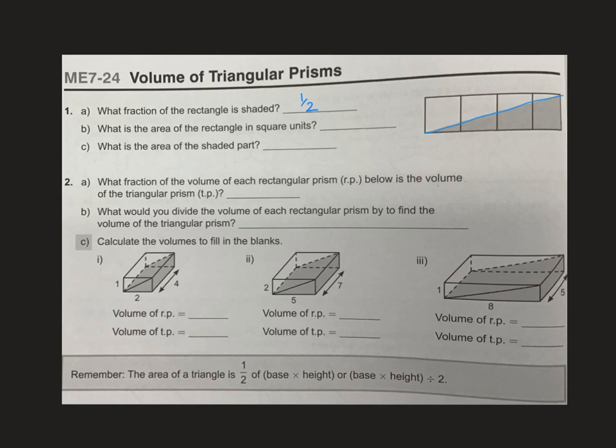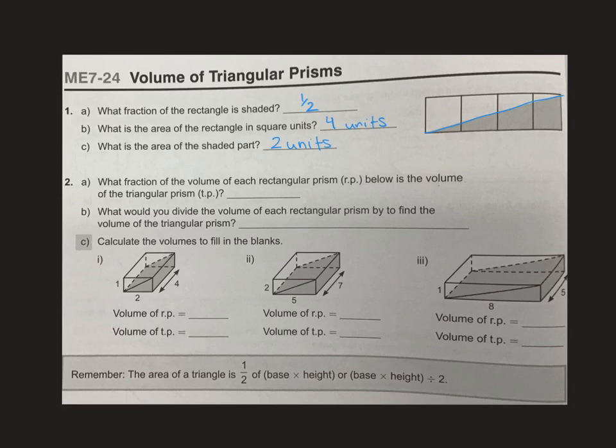What is the area of the rectangle in square units? Because there are 4 squares, there are 4 square units. So you could just write 4 units. Now, what is the area of the shaded part? If the whole rectangle is 4, but the triangle is half of that, how many square units would it be? It would be 2 units.